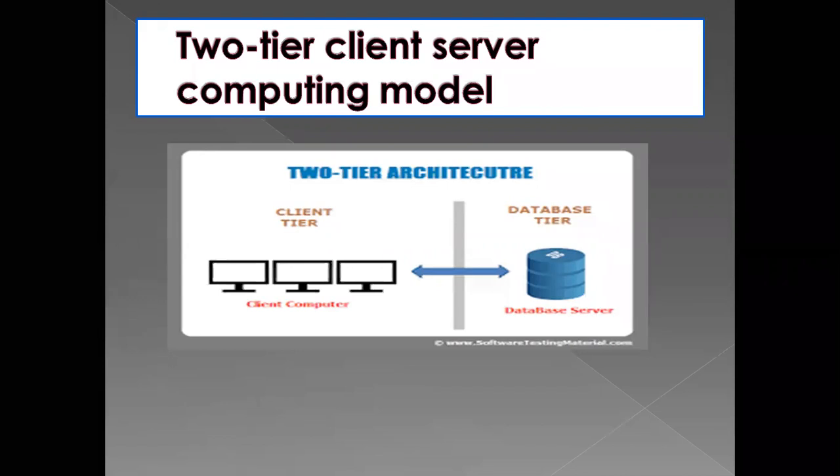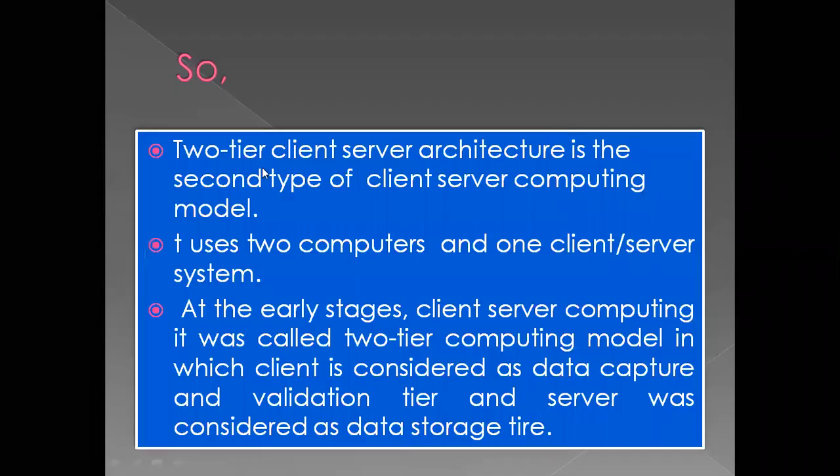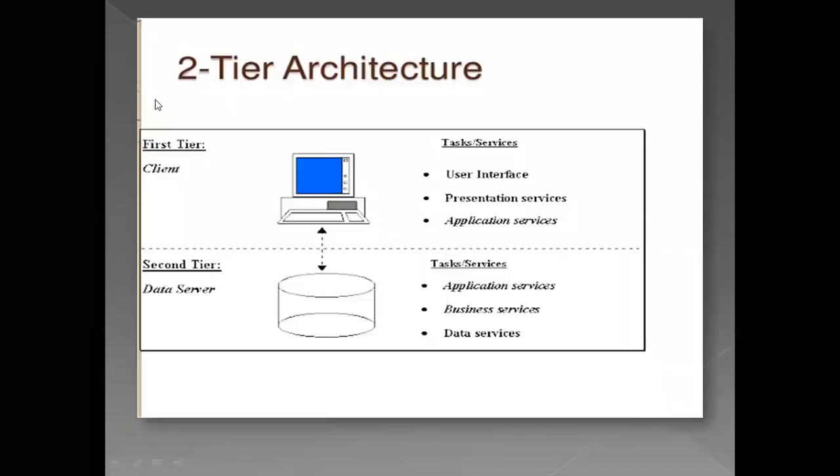Okay, I'm coming to the definition part now. So, two-tier client-server architecture is the second type, of course, and it uses two computers and one client-server system. It may be more than two; it doesn't matter. But at the early stages of client-server computing, it was called the two-tier computing model, in which the client is considered as the data capture and validation tier, and the server was considered as the data storage tier. Now look at this figure, first tier and second tier.